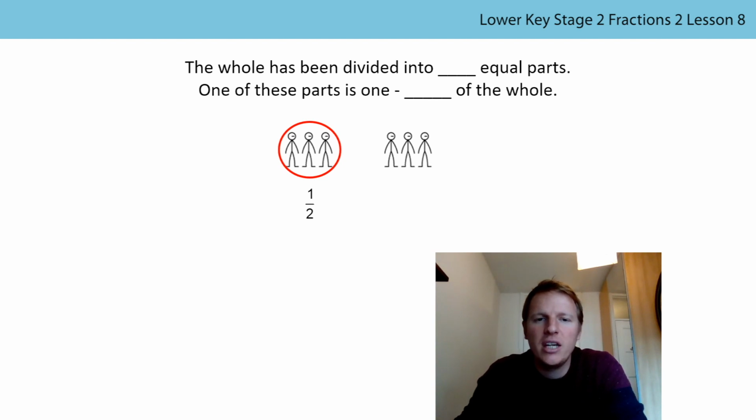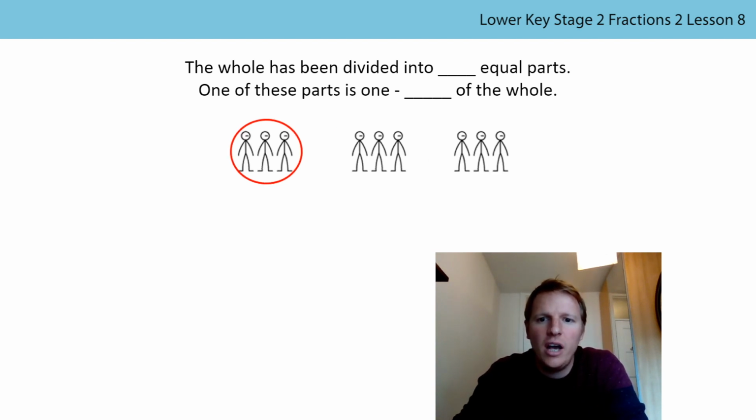Now I'm going to change the picture. I've changed the number of parts, haven't I? But there are still an equal number of children in each part. So we can still say what fraction of the whole has been circled. So do this one with me this time.